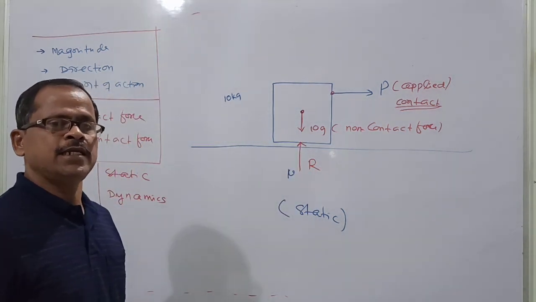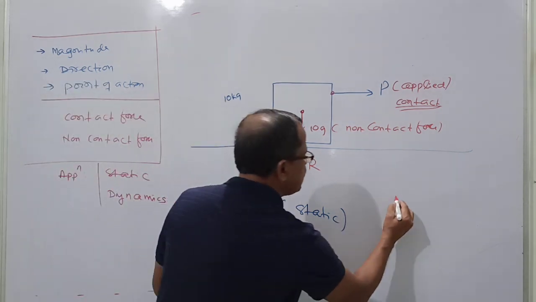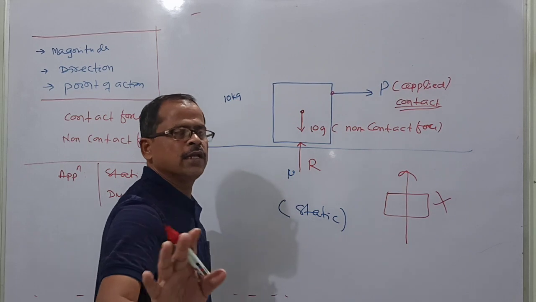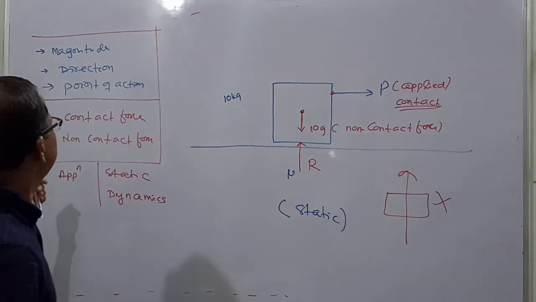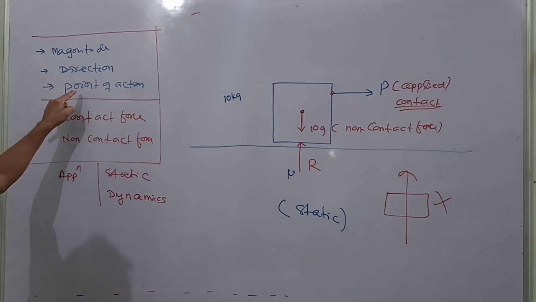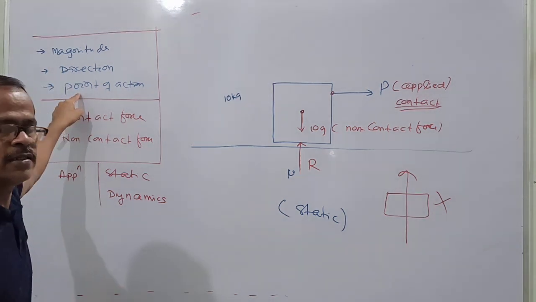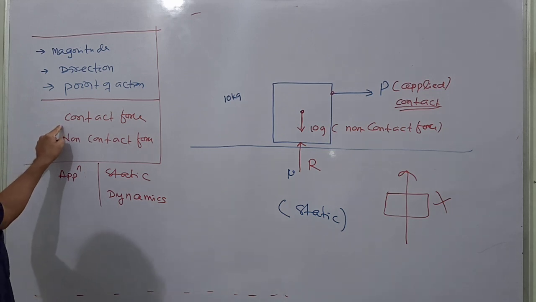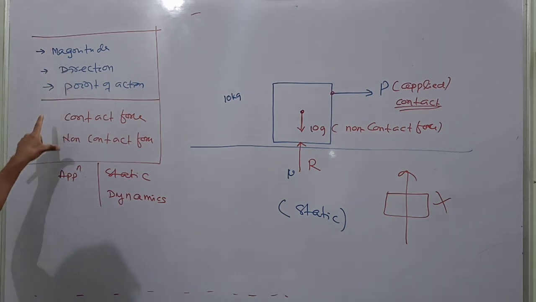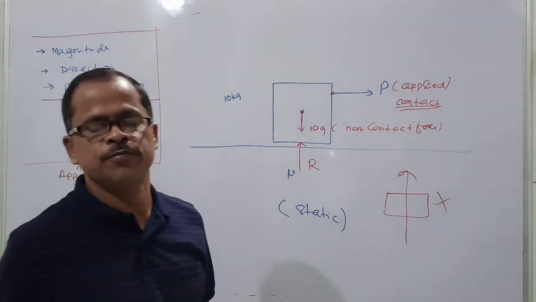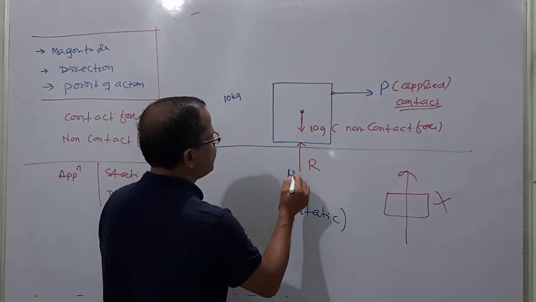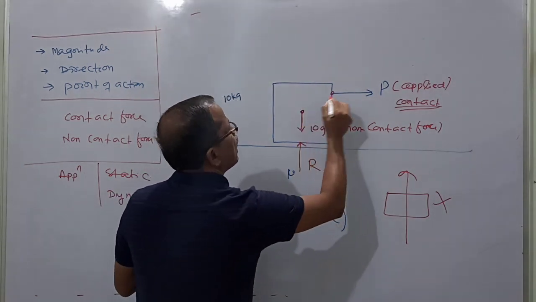Don't draw the diagram carelessly, because otherwise you cannot understand the exact force. I told you forces are defined by magnitude, by direction, by point of action, and whether the force is a contact type or a non-contact type. If you always apply these things clearly, then your mechanics or fluid diagram will be clear. So here the forces are R, the weight, and the applied force.